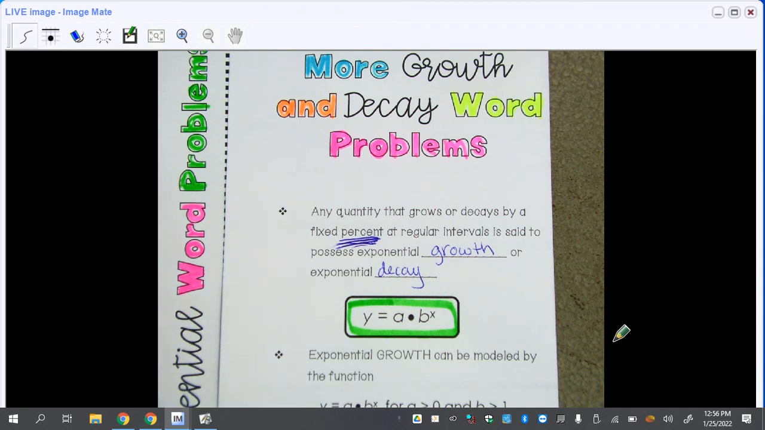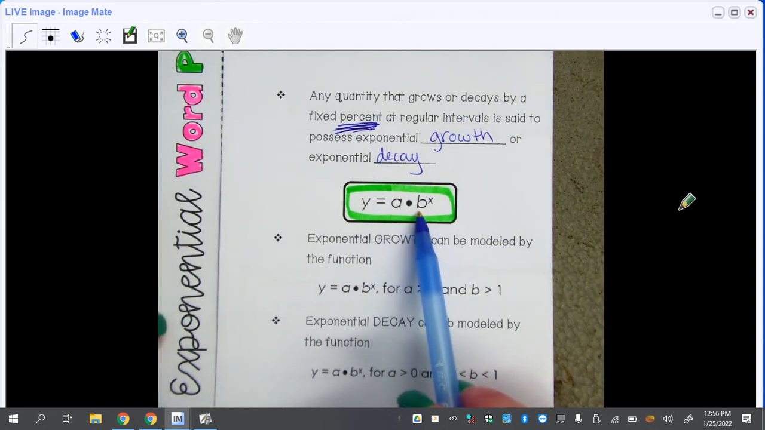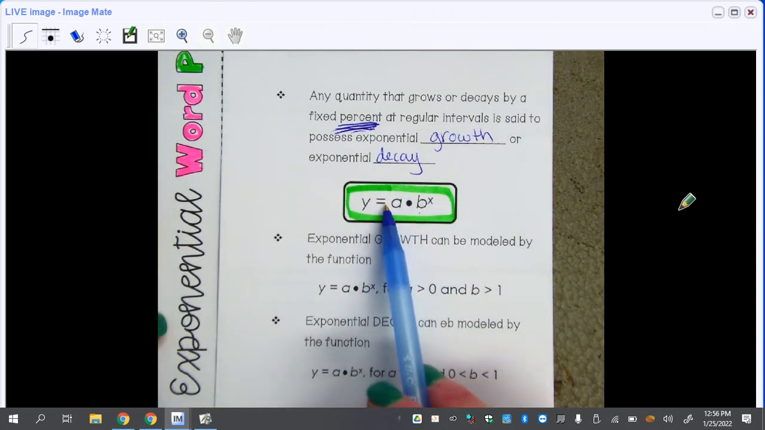As I was saying, linear functions and exponential functions are very similar, so that's one of the ways that we tell the difference between them. As soon as we see a percentage, that tells us it's going to be an exponential growth or decay. So right here, this is our basic formula that we use for our exponential functions: y equals a times b to the x. That is our exponential formula.